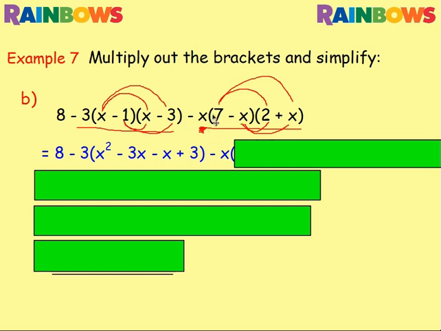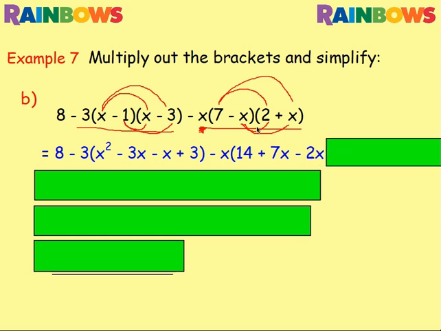So x staying as it is, 7 times by 2 is 14. 7 times by x is plus 7x. Negative x times 2 is negative 2x. And negative x times positive x, negative times positive is a negative, so you'd have negative x squared. Good.